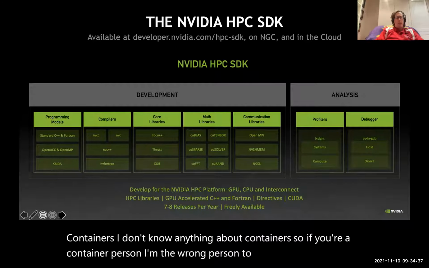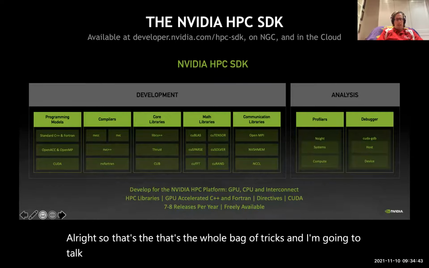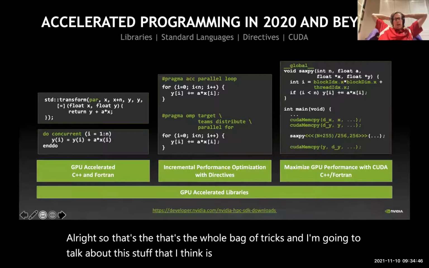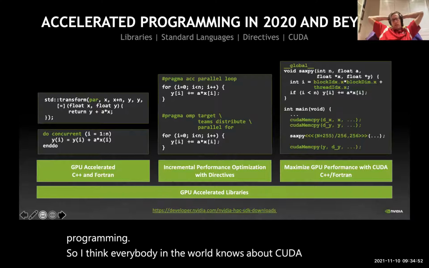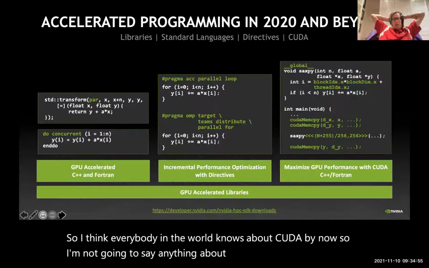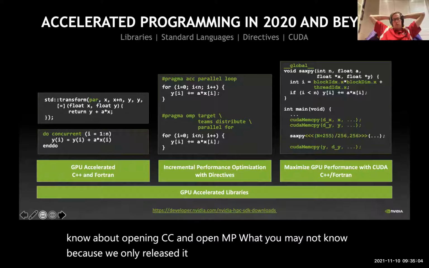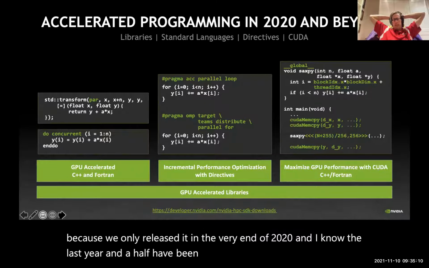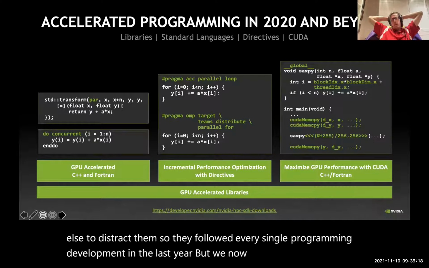All right, so that's the whole bag of tricks, and I'm going to talk about the stuff that I think is cool, which is direct programming. I think everybody in the world knows about CUDA by now, so I'm not going to say anything about CUDA. And a lot of people know about OpenACC and OpenMP. What you may not know, because we only released it at the very end of 2020. And I know the last year and a half have been quite boring. Nobody's had anything else to distract them, so they followed every single programming development in the last year. But we now support OpenMP as well as OpenACC.